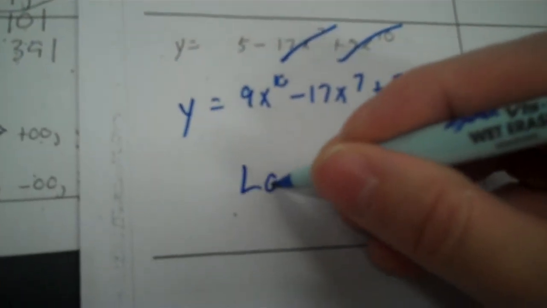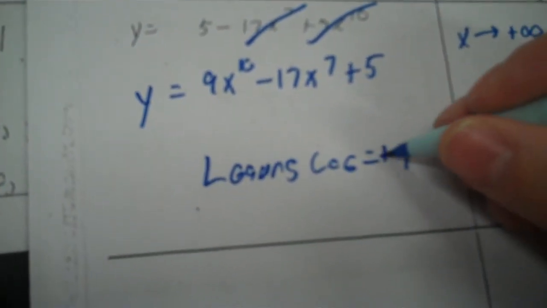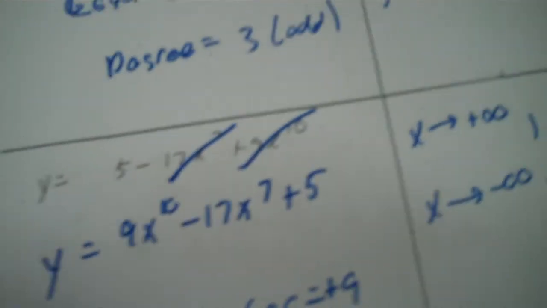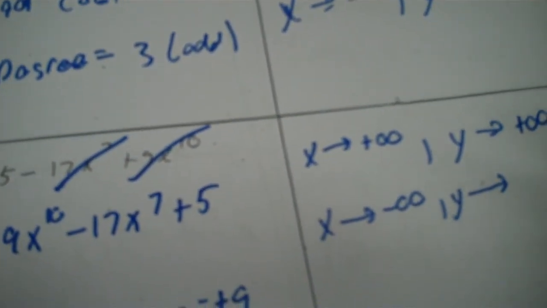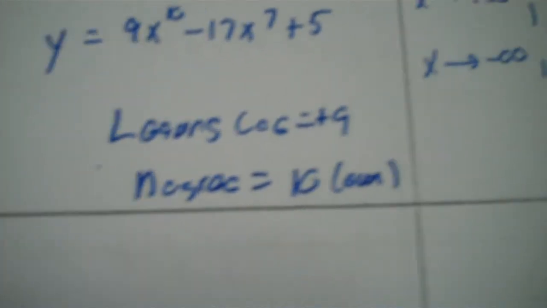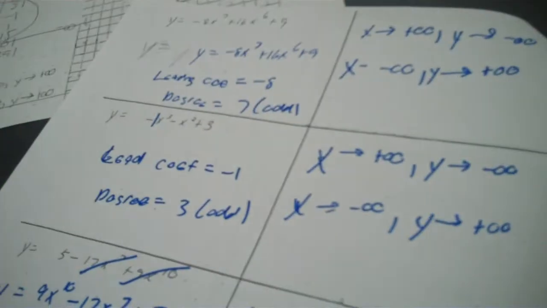Okay, the leading coefficient is 9, positive 9. So since you have positive 9 as your leading coefficient, you're going to approach positive infinity on that side, if the graph kept going infinitely that way. Okay, degree. The degree is 10, which is even. So if it's even, it's going to do the same thing here as it does here. If it's odd, you switch it. Okay, and that's how you define the end behavior of the graph.